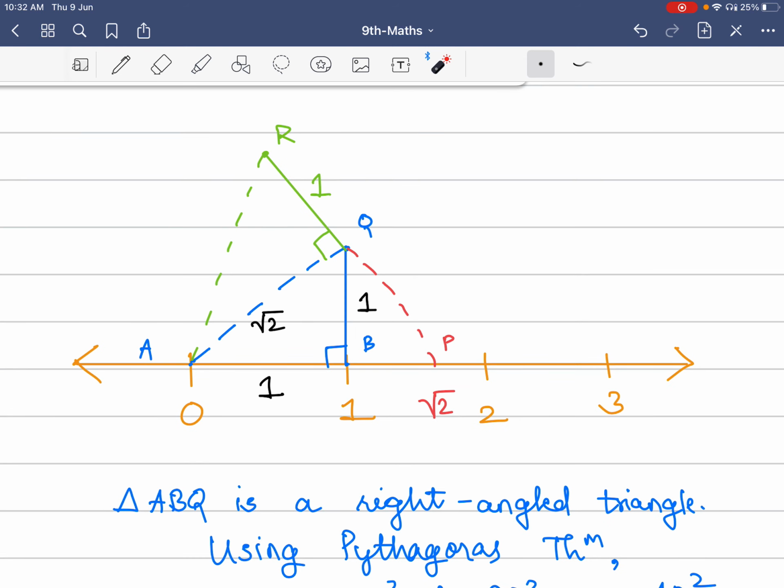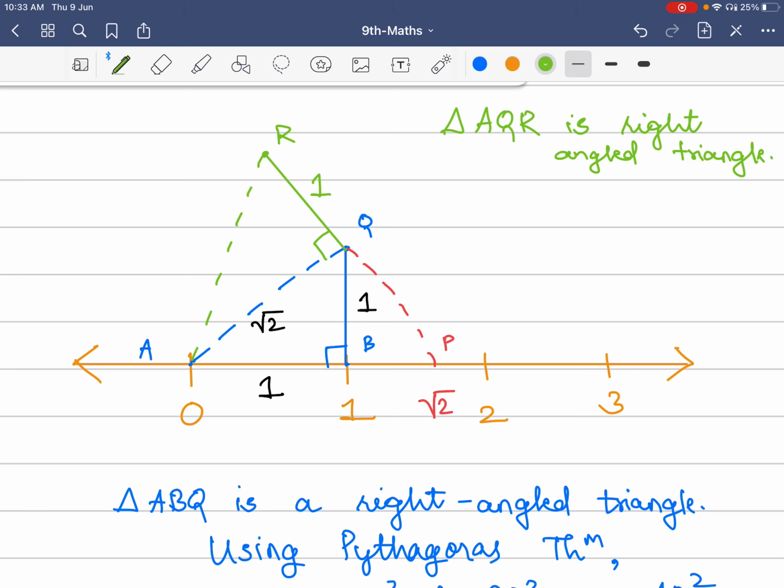So let's make a note of that. Triangle ARQ, or rather I'll say AQR. Triangle AQR is a right angle triangle. By the way we have constructed this triangle, and since it's a right angle triangle, Pythagoras theorem applies.